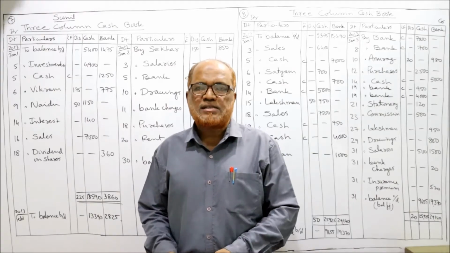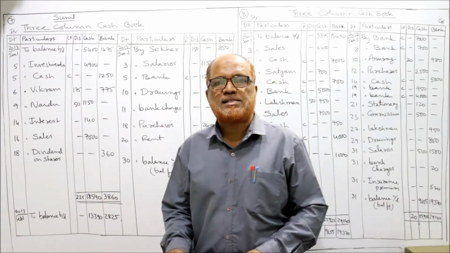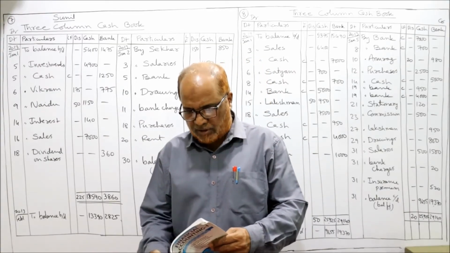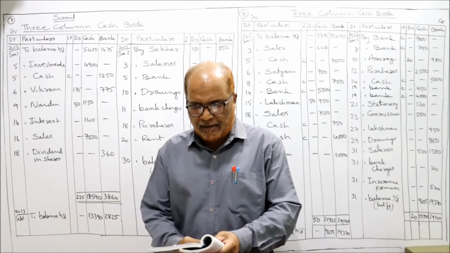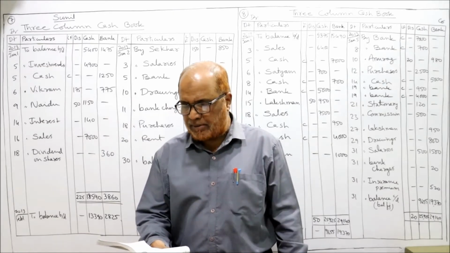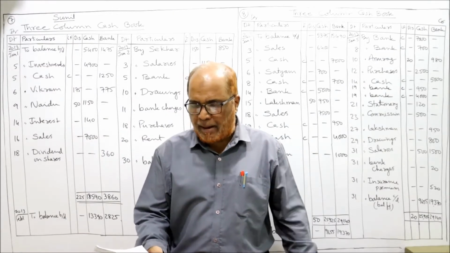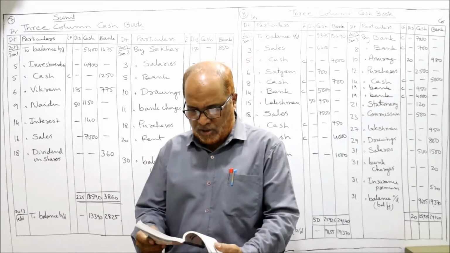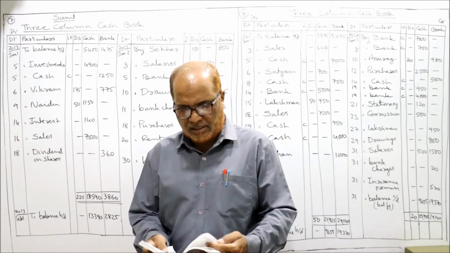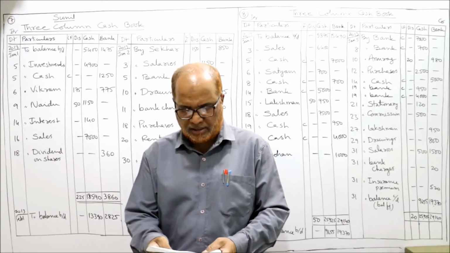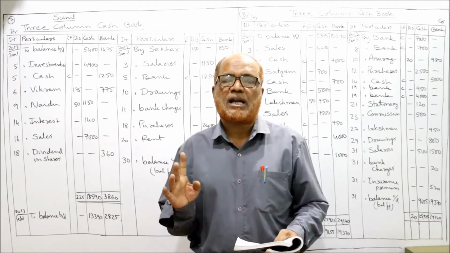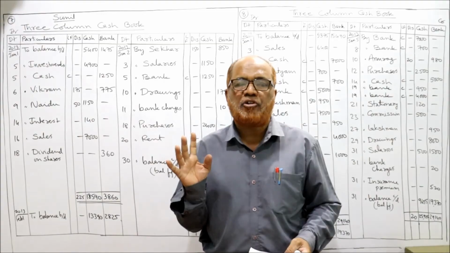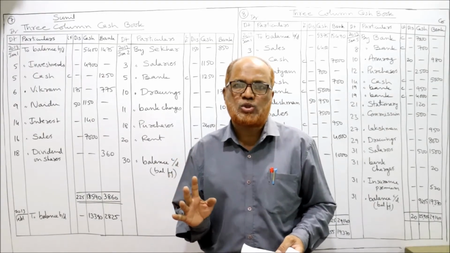Now viewers, we'll start the next problem, problem number 7. I am reading out the 7th problem, see carefully. Enter the following transactions in the 3-column cash book of Sunil and balance the same on 31st December 2013. Actually, it is not 31st December, it is 31st January 2013. So one month of transactions are given and we have to make a triple column cash book of Sunil.